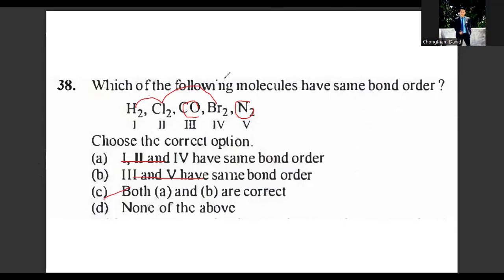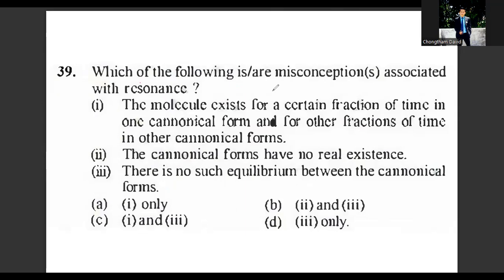39. Which of the following are misconceptions with respect to resonance? The molecule exists for a certain fraction of time in one canonical form and for other fractions of time in another canonical form. So this statement is correct. The canonical forms have no equivalence, this is not correct. There is no such equivalence between the canonical forms. So only A is the answer for question number 39.